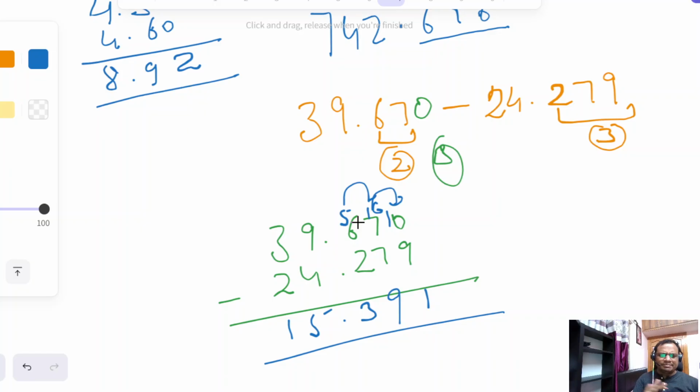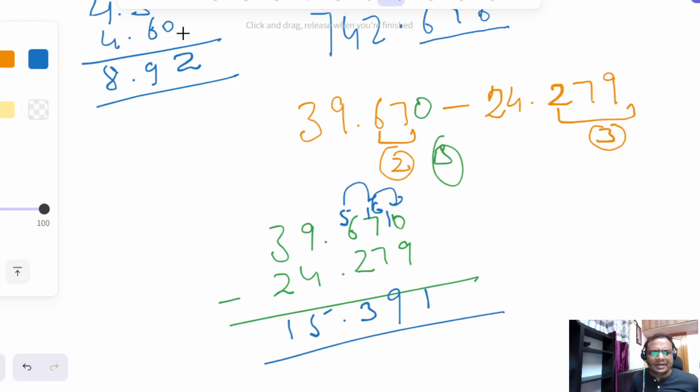So it is very simple, straightforward, nothing extra we are doing. But yeah, we have to make sure that the number of decimal places are same after the decimal. And how we can make it same? Just putting a 0 in the last digit. So addition and subtraction is very simple.